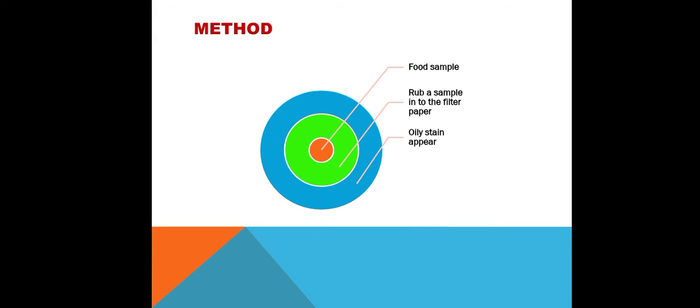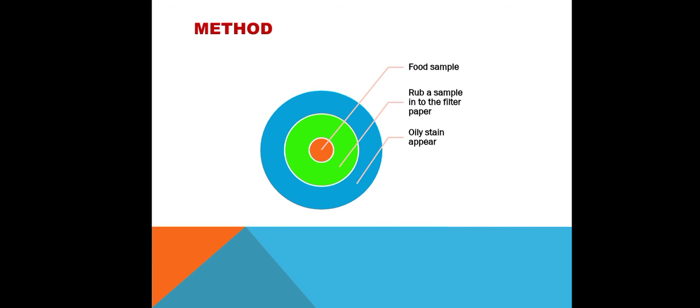If the food sample is liquid, rub a small amount of it on the filter paper. If the food sample is solid, saturated fats are solid at room temperature, for example butter and ghee. Unsaturated fats are liquid at room temperature, for example oil. If the food sample is solid, keep it between the folds of a filter paper and crush it.